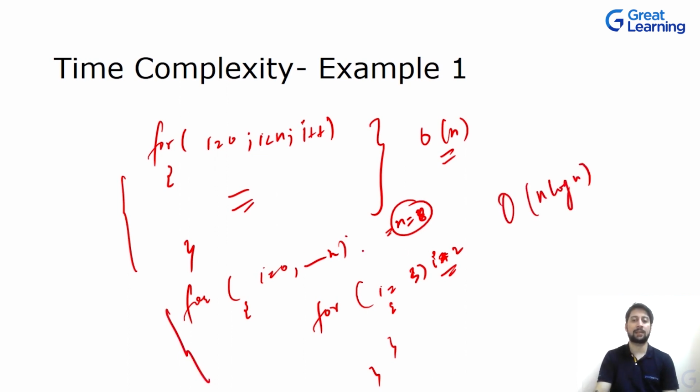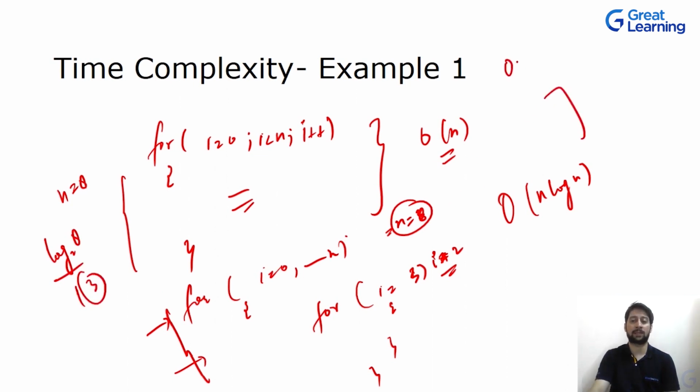Now, why is it n log n? Because if you observe carefully, the number of operations I told you is 8. So the outer loop is working 8 times and the inner loop is working log 8 to the base 2, that is 3 times. So what will be the total time complexity? It will be big O of n plus big O of n log n. Okay, this will be the time complexity.